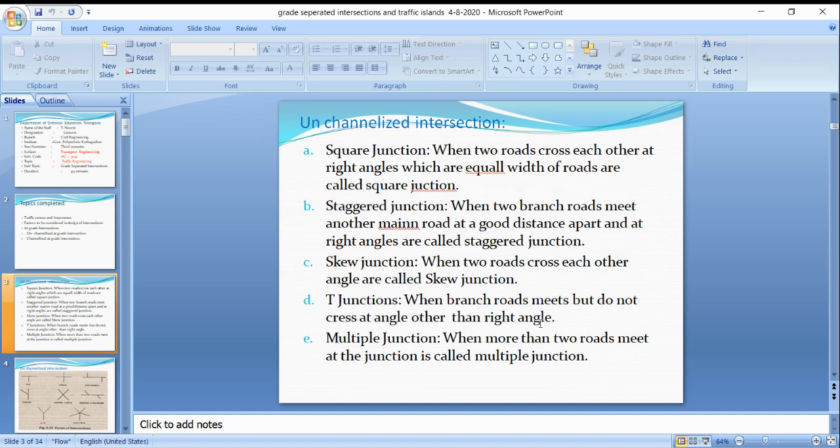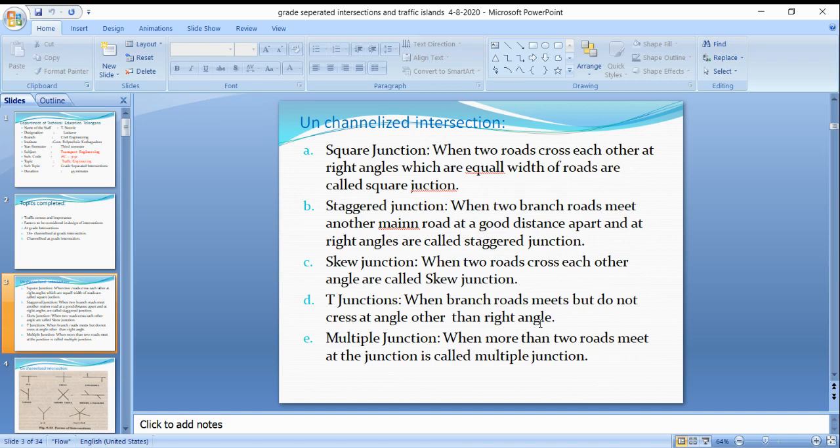In these at-grade intersections, there are two types: unchannelized and channelized. In unchannelized, proper guidance and proper discipline will not be there, but in some cases we have to provide an unchannelized intersection. What are the types? Square junction, staggered junction, skew junction, T junction and multiple junctions. These are the junctions in the unchannelized intersections.